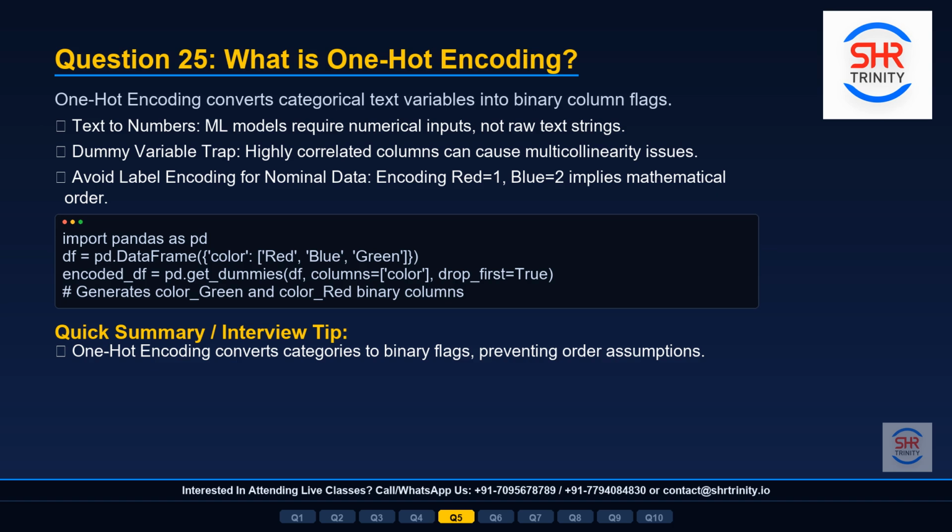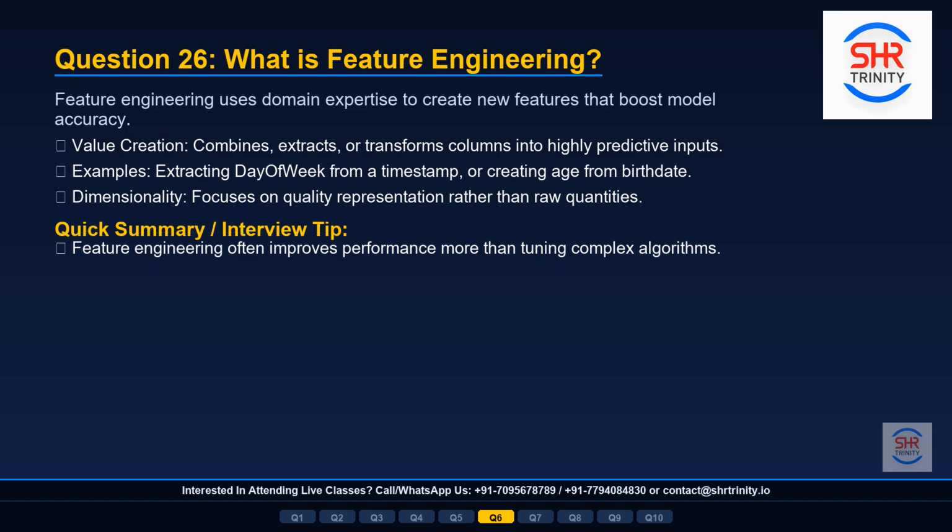Question 26. What is feature engineering? Feature engineering is the process of transforming raw data features to better represent the underlying problem to the predictive model, thereby boosting its accuracy. It is often described as the most critical and creative phase of a data science project. Instead of simply feeding raw columns into a model, we use domain knowledge to construct new variables.